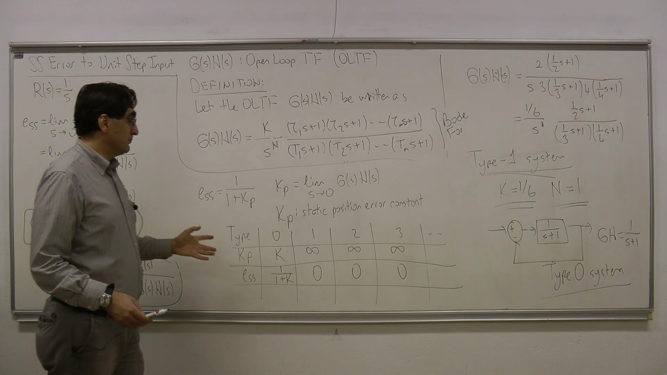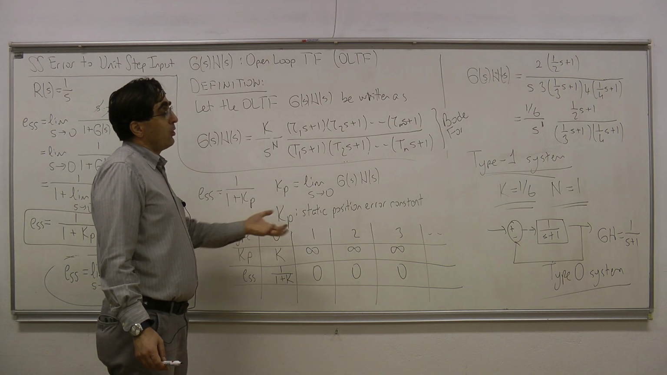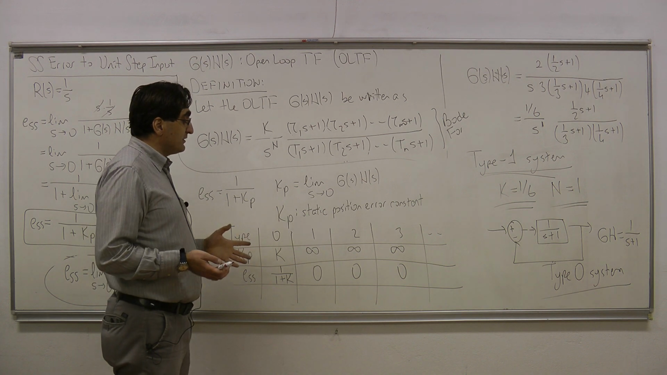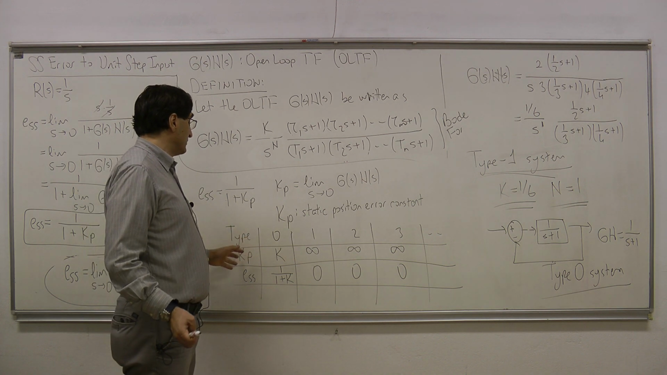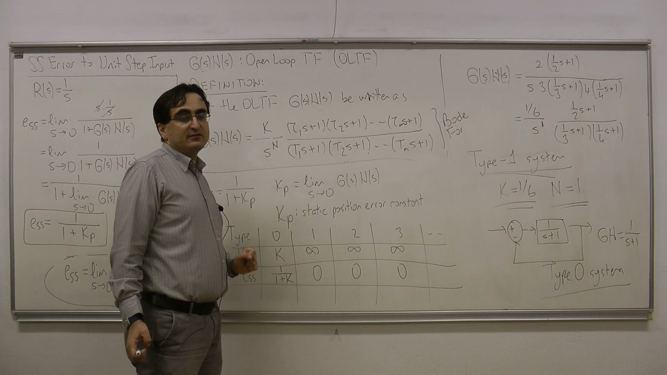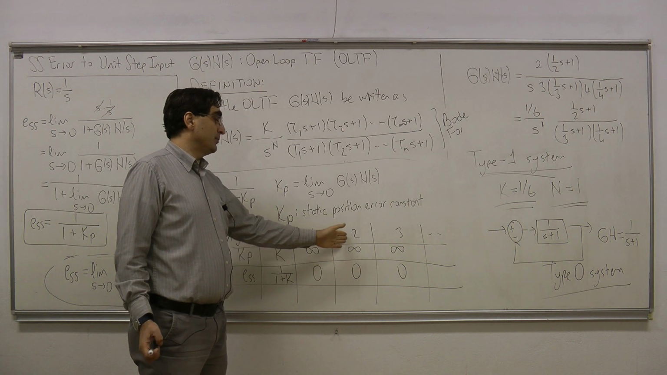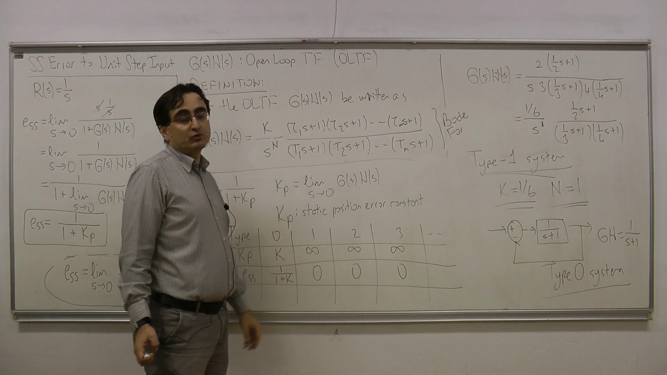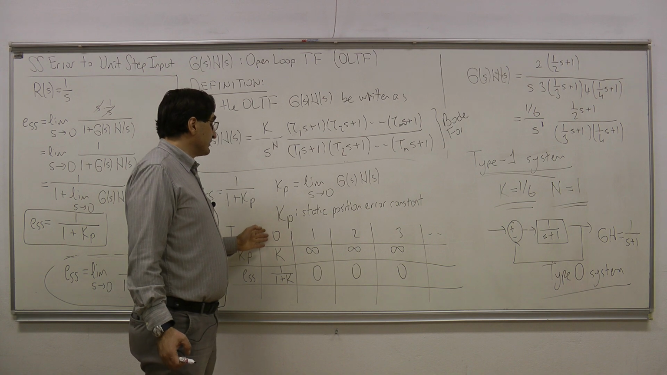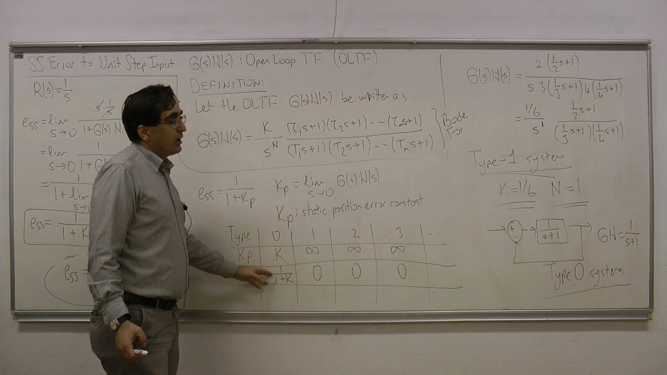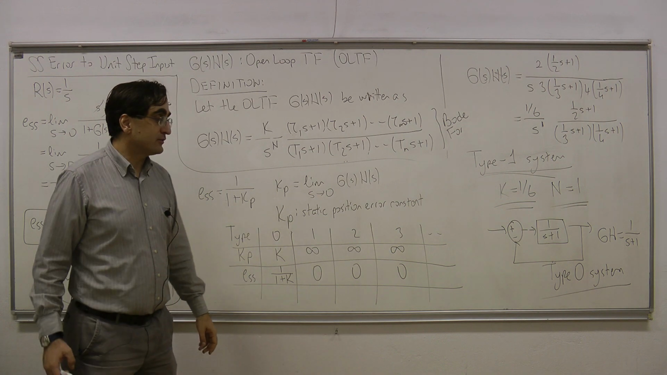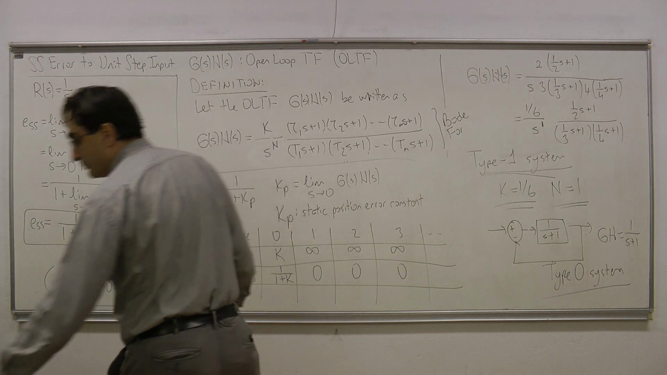So for a closed loop system to give 0 steady state error to unit step input, its type should be at least 1. It can be type 2, type 3, but the type should be at least 1. And if it is type 0, then it's going to have a non-zero but finite steady state error to unit step input.